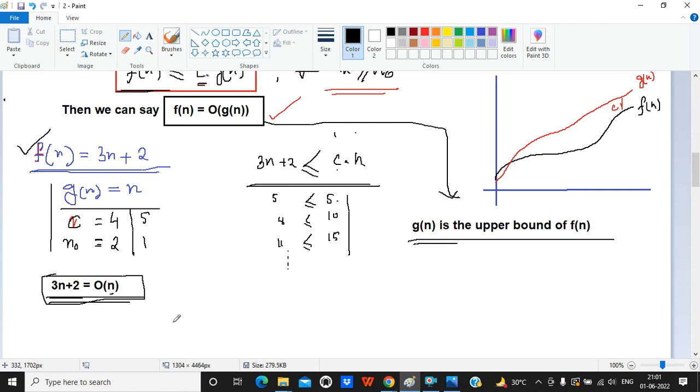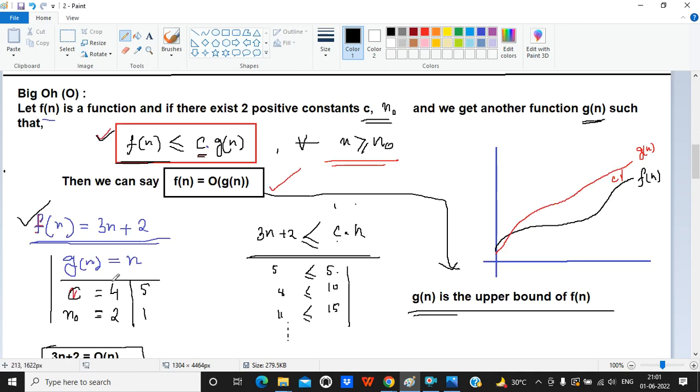Okay. Here less than will not come. It will come equal to. Sorry, the less than will not come here. 3n plus 2 is equal to big O only will come, because we saw the values here, less than and equal to both. You consider this definition.